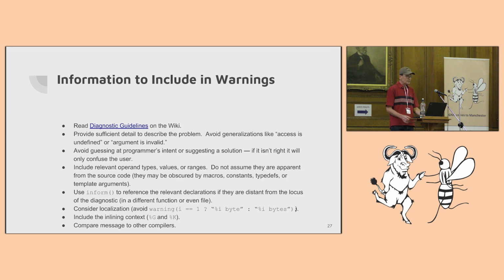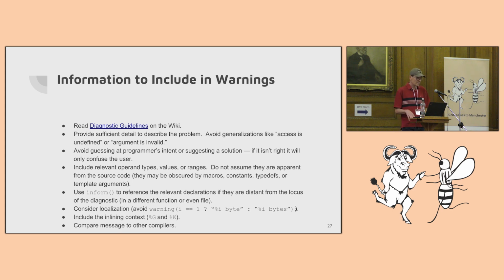What information to include in warnings? Well, first of all, read the diagnostic guidelines on the wiki. Make sure you provide sufficient detail to describe the problem. Avoid generalizations like, this is undefined. That's not helpful. Avoid guessing at the programmer's intent or suggesting a solution. If the suggestion is wrong, or if you guess the intent wrong, then the warning isn't going to be helpful.